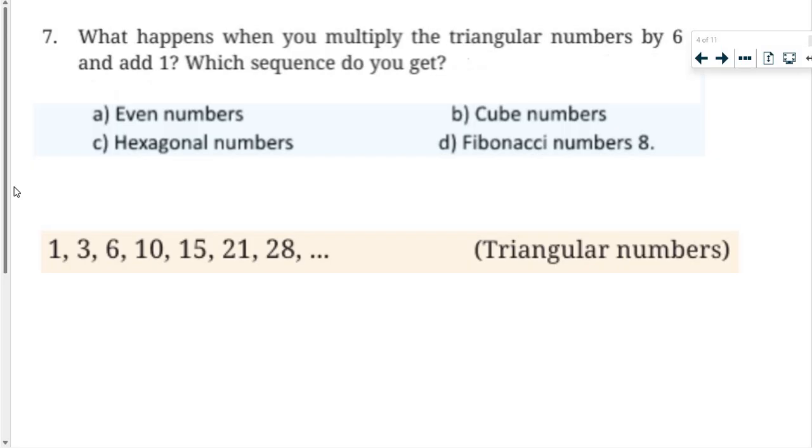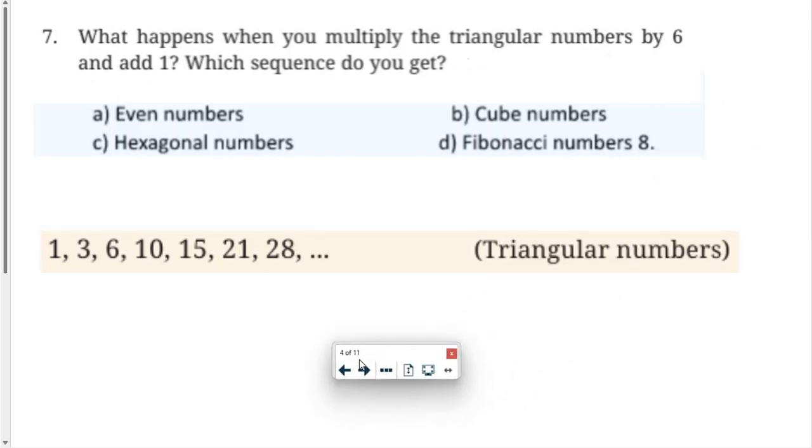What happens when you multiply the triangular numbers? Listen carefully. What happens when you multiply the triangular numbers by 6 and add 1? Which sequence do you get?